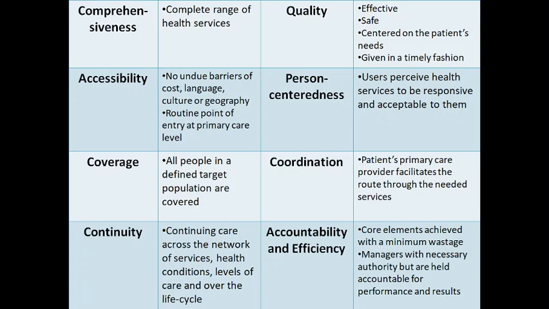Another attribute is accessibility, wherein there's no undue barriers of cost, language, culture, or geography. So, accessibility here does not only mean physical accessibility, or issues related to distance, but also it relates to having services that are culturally acceptable and having services that are affordable to the patient or person. And the routine point of entry is at primary care level.